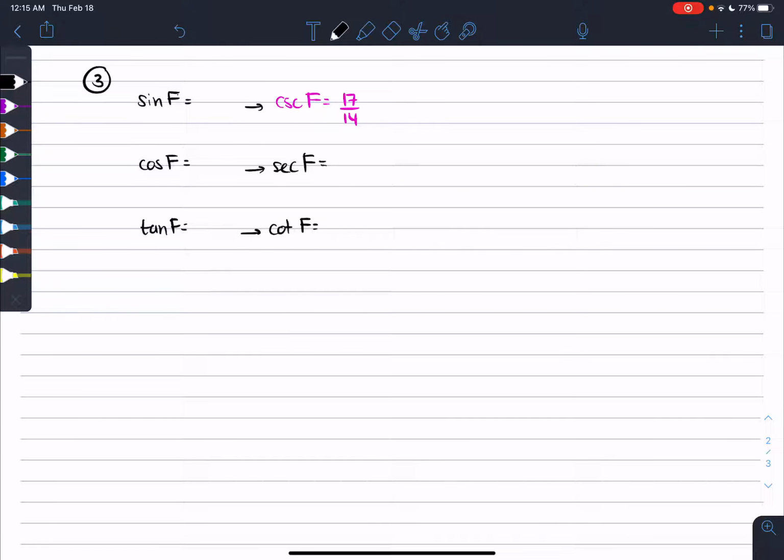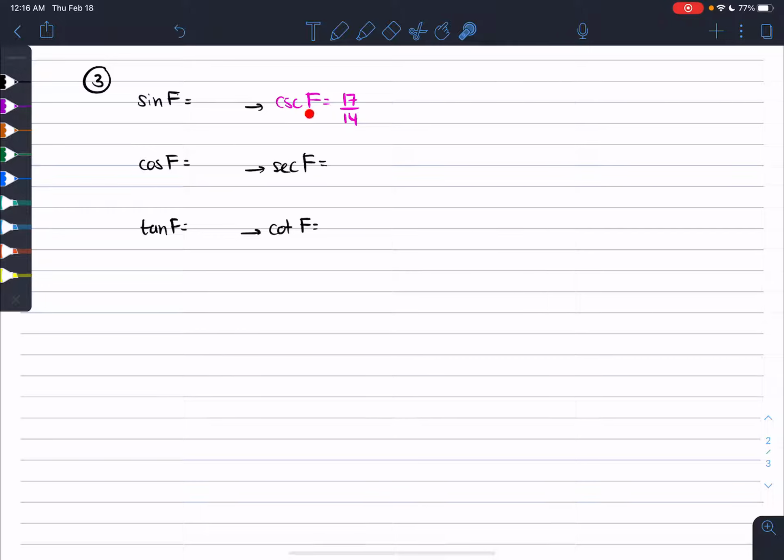For example 3, we're given cosecant of F is equal to 17 over 14. Now, we're not super familiar with these reciprocal dudes or dudettes. So what we want to do here is use our trigonometry toolkit to help us remember. We want to set these up consistently so that we can remember which are the reciprocals of which.